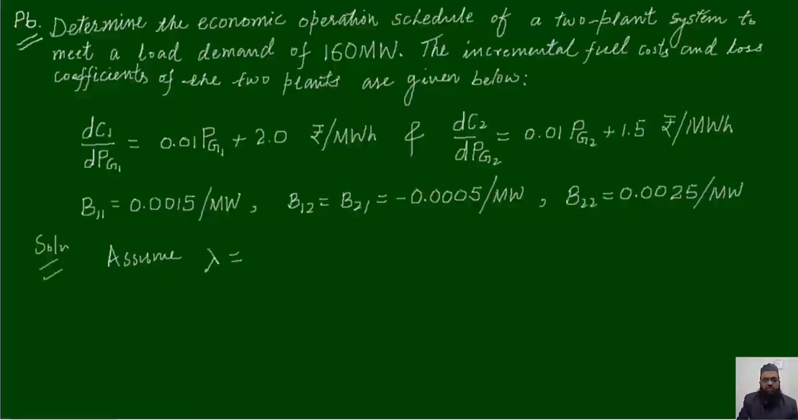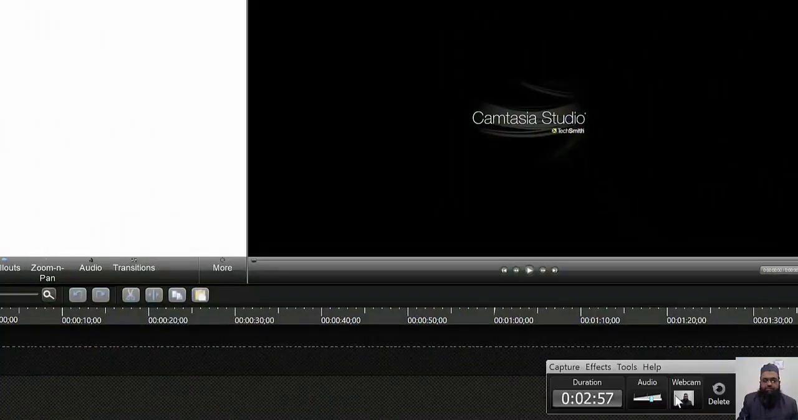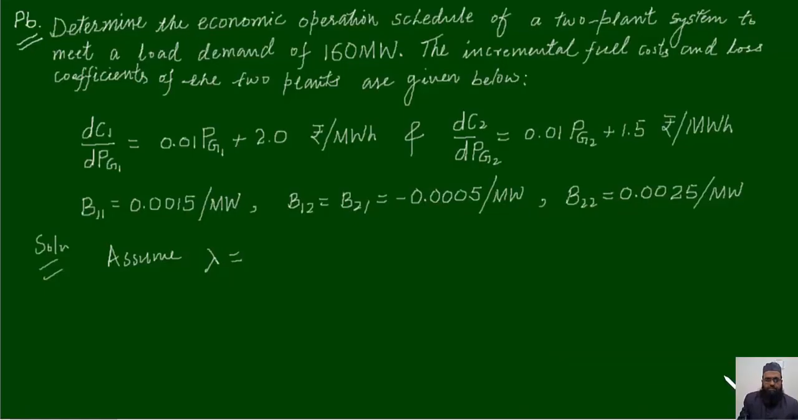So assume any suitable value. Let us say lambda is greater than 2. This is 1.5, 2.55. You can take any value. Initially you have to take any value. So let us take it.